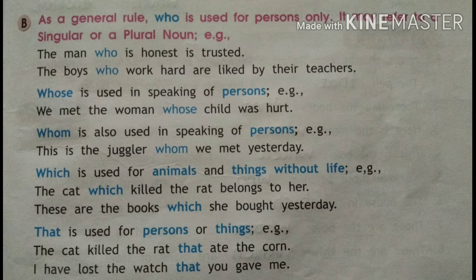So as a general rule, who is used for persons only, as I just explained. Who will be used mostly when we join two sentences and we are talking about any person. It may refer to a singular or a plural person. For example, the man who is honest is trusted. So here we have joined it with who and we are talking about the man. So we are joining it with a relative pronoun who.